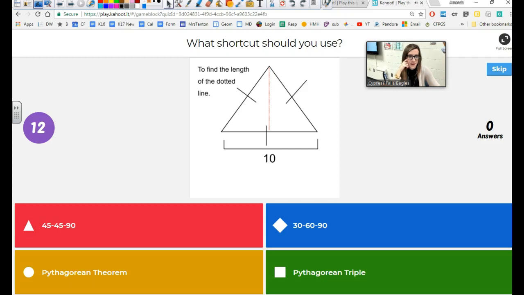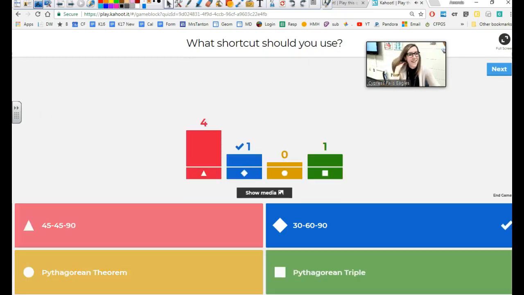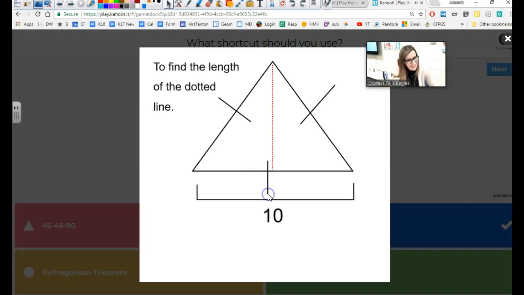What shortcut should you use to find the length of the dotted line? Oh, that one hurts, guys. I know you're all going to say the time. But guys, what are the angles of an equilateral triangle? Immediately, 60, 60, 60. Oh, altitude, bisector. So you should use 30, 60, 90.